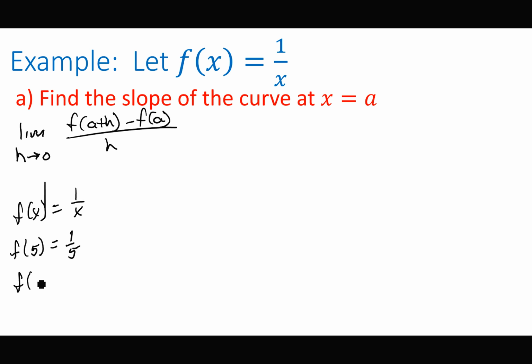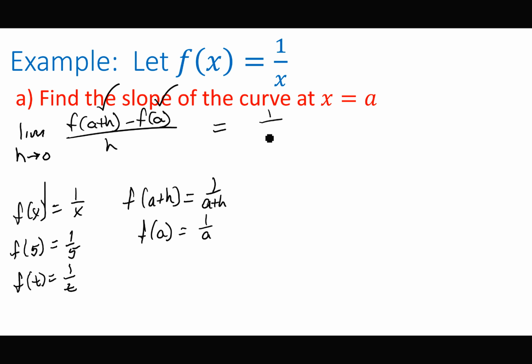If I said f of t, this would be 1 over t. I can put whatever I want in there. So what is f of a plus h going to be? 1 over a plus h. What is f of a going to be? 1 over a. Okay, so now I have those two pieces. So now I have 1 over a plus h minus 1 over a, and I'm doing my limit as h approaches 0, all over h.